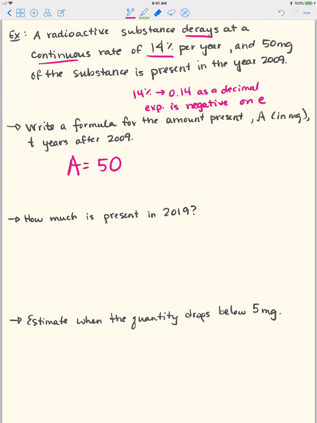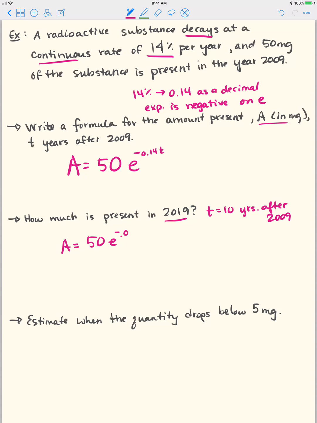So our formula for the amount present, A, is 50e to the negative 0.14t. And that's the formula. There's nothing else to convert, no decay factor like on the other decay problems. Continuous decay is just a negative of the percentage on the power of e. So to calculate how much is present in 2019, that would be 10 years after the initial 2009. So we'll just take 10 and plug it in for t.